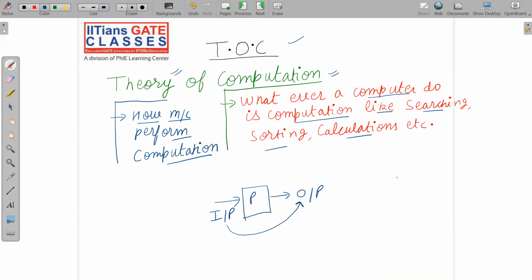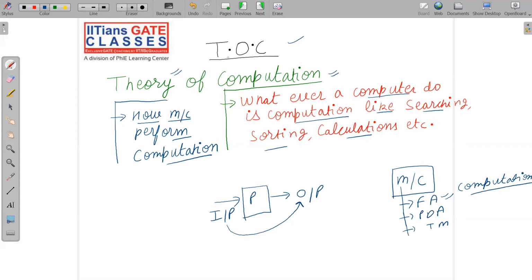Machines here: we will study lots and lots of machines in this subject. Examples of machines can be finite automata, pushdown automata, Turing machines, and so on. We will study many machines in this subject. And given a machine, like finite automata, how exactly it is doing computation, we will study all these things in this subject.